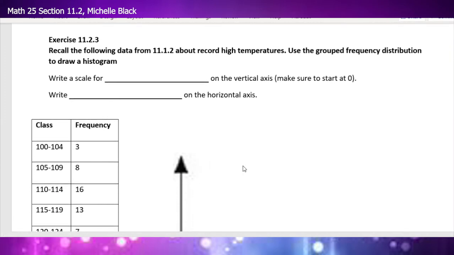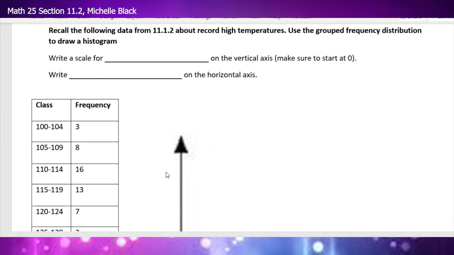So for exercise 3, let's refer back to section 1 when we talked about record high temperatures for the 50 states. We created a grouped frequency distribution in that problem. We want to use that to draw ourselves a histogram. We're going to write a scale for the frequencies on the vertical axis, starting at 0, so making sure we cover all the way up to our highest number. And we're going to write the class limits on the horizontal axis. And we're going to end up using the lower class limits.